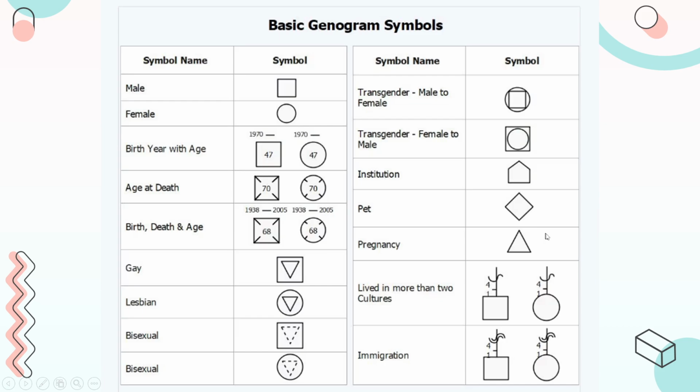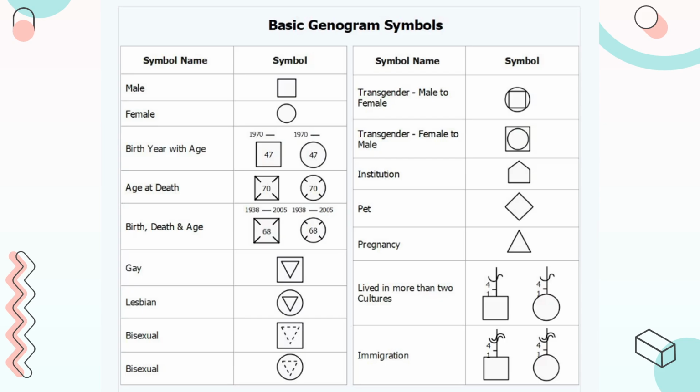Pregnancy: here the gender or the sex of the fetus will not be known, right? So showing a triangle here. That is how you show it. Now, here, lived in more than two cultures. This is for the male and this is for the female. When we say more than two cultures, we are referring to people who have experienced, adapted to, or been influenced by multiple cultural contexts.